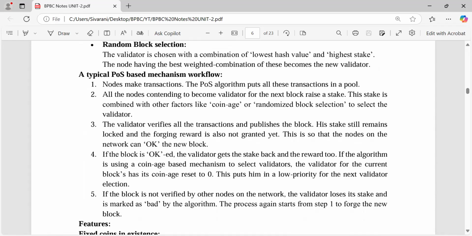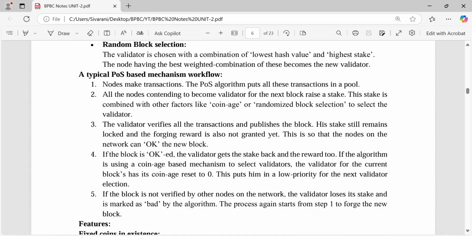so that the nodes on the network can approve the new block. If the block is approved, the validator gets the stake back. While forging, the reward is not granted and the stake remains locked. Then we remove that locking mechanism, and we provide the reward when the block is added to the chain.